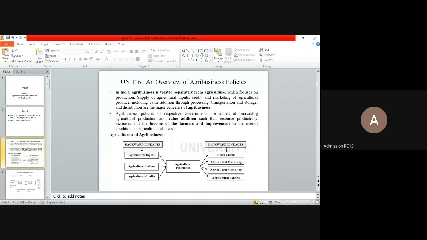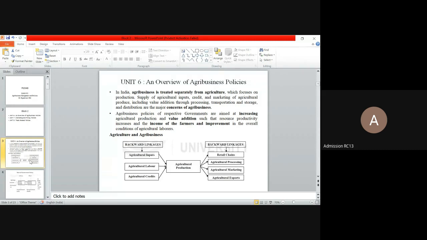Agriculture is restricted to production, and agribusiness adds something to the produced products: you take up inputs, move on to credit, market the agricultural produce, then add value through processing, transportation, storing, packing and distribution. All these things aggregately together are called agribusiness.